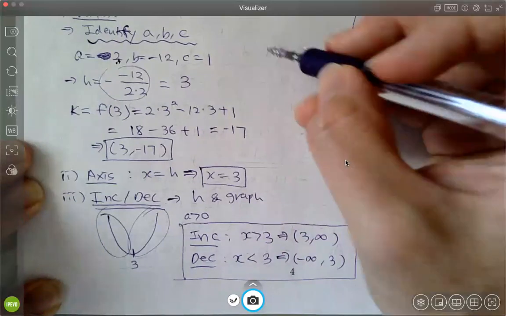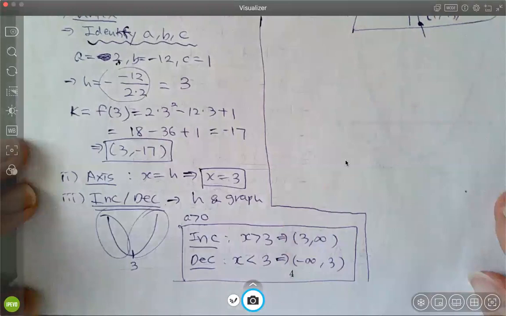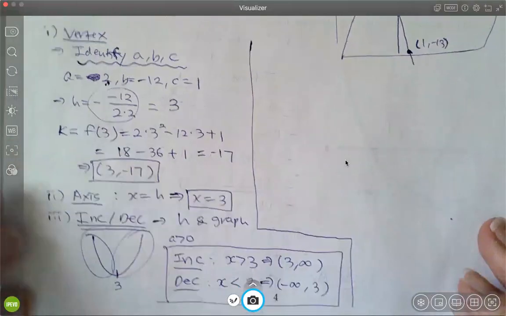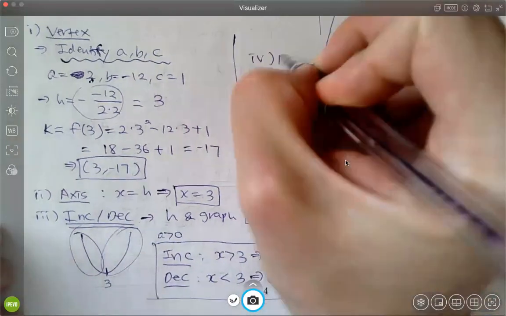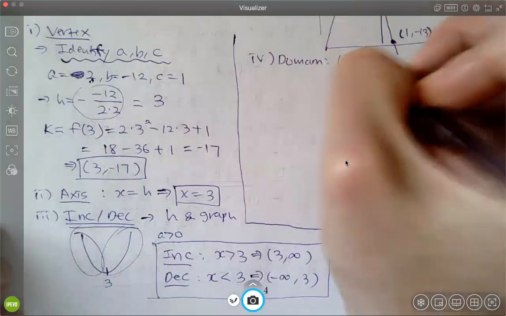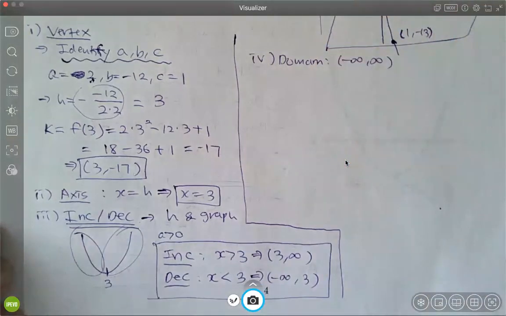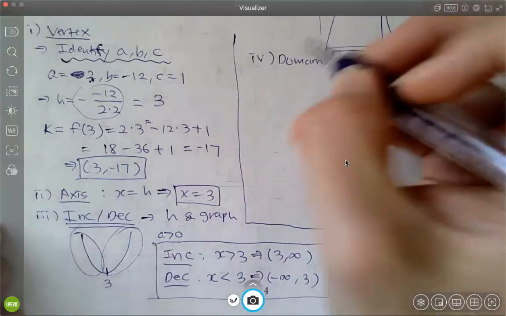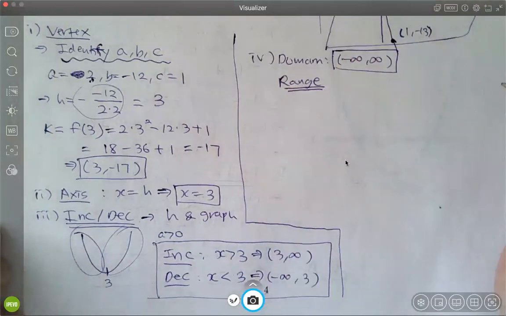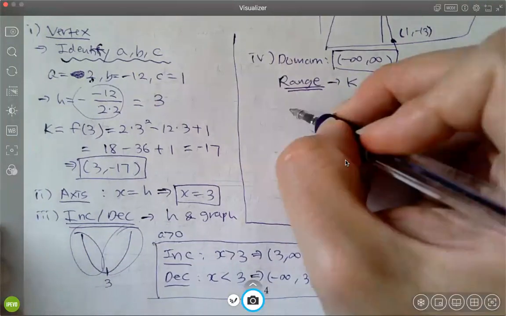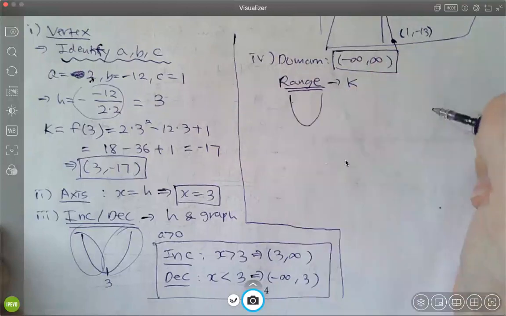And now the domain. Is the domain fairly easy? Yeah, right? So what's the domain? Still everything, right? And what's the range? Or how do we find the range? So this one uses k, right? And the graph as well. Okay. So now we know that's the graph. And where is k? Right at the bottom, right? Which is negative 17.